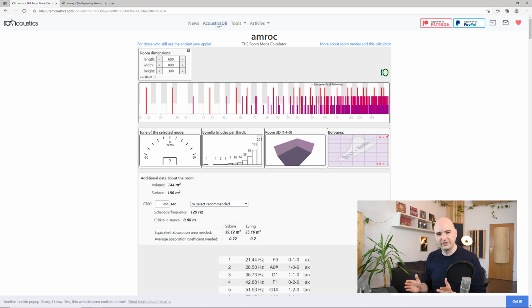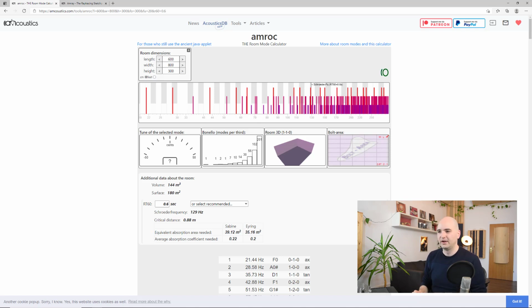And if all the distances between the walls in your room, so the front and back, left to right, and the floor and ceiling, are all the same, it's exactly the same wavelengths that will fit in between those surfaces, creating standing waves or room modes at the exact same frequencies, and they'll all pile up on top of each other.